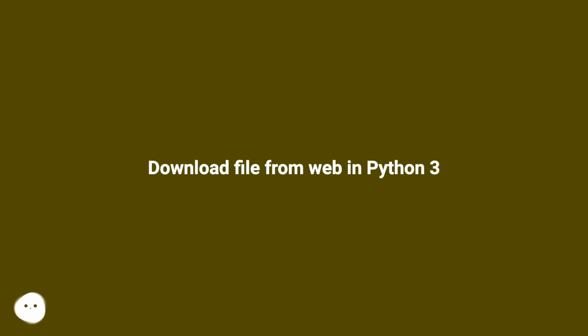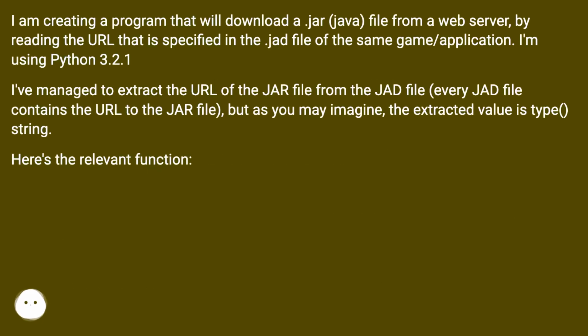Download file from web in Python 3. I am creating a program that will download a .jar, Java, file from a web server, by reading the URL that is specified in the .jad file of the same game/application. I'm using Python 3.2.1. I've managed to extract the URL of the jar file from the JAD file.